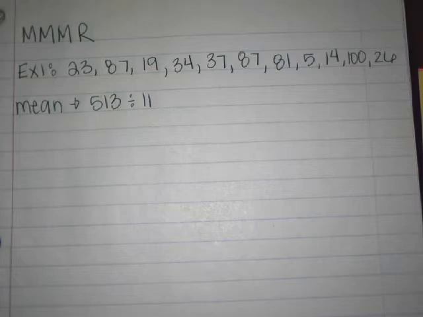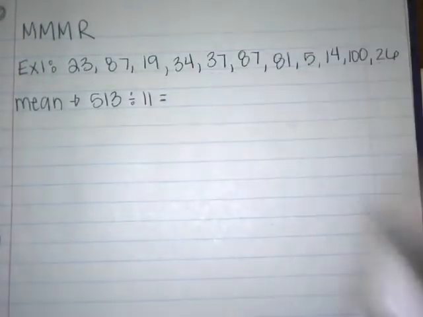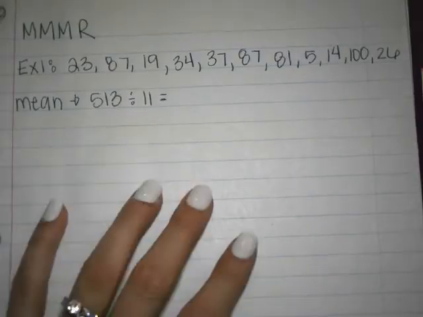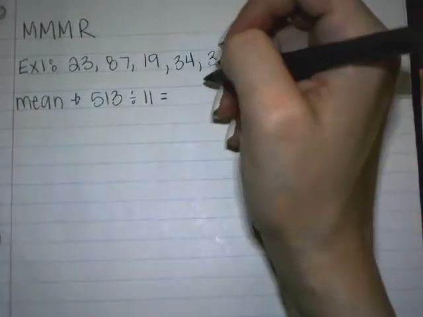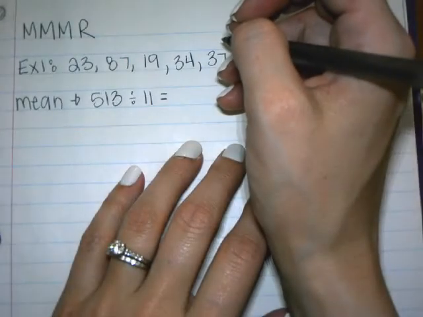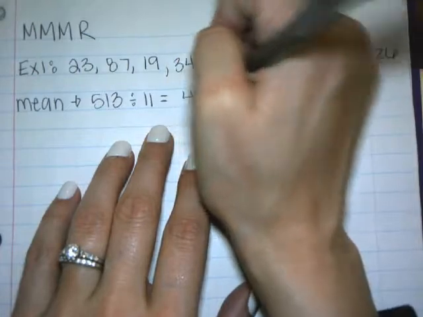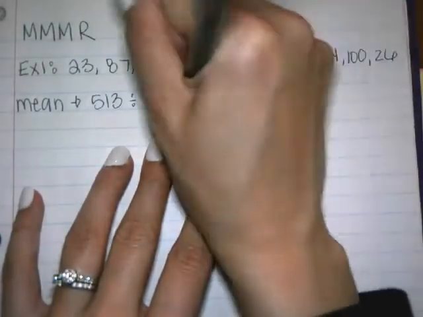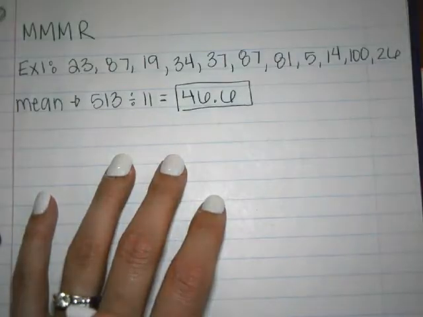And you're all going to notice that we're going to get kind of a long answer, right guys? I want you to round to the nearest tenth. So remember, we got to remember how to round. Round to the nearest tenth. If you were to round to the nearest tenth, what would you tell me? Not 47. 46.6. So that is your mean. Any questions on how we found that?